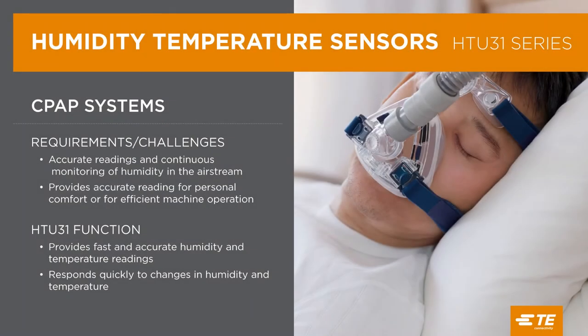Humidity temperature sensors like the HTU31 can also play a pivotal role in a range of healthcare applications like CPAP and other breathing equipment. Its small size and high accuracy provides accurate and reliable humidity and temperature information in a variety of medical applications. The HTU31 provides data either in a direct digital format or a half a volt to 4.5 volts output, and combines a humidity sensing element, along with built-in temperature sensor to provide two sets of environmental data in a range of applications.